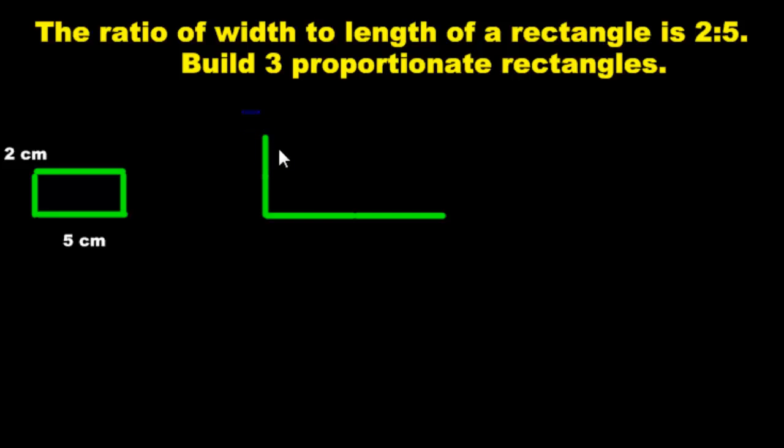And then what's going to happen? I can join this, build my rectangle, like that. And now this rectangle looks identical to this one, but it's larger. But the proportions are similar. It just looks like a larger version.